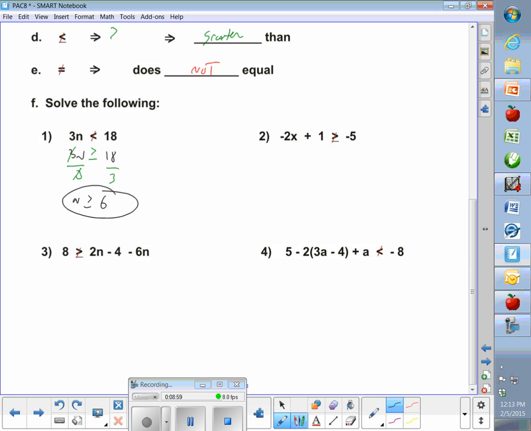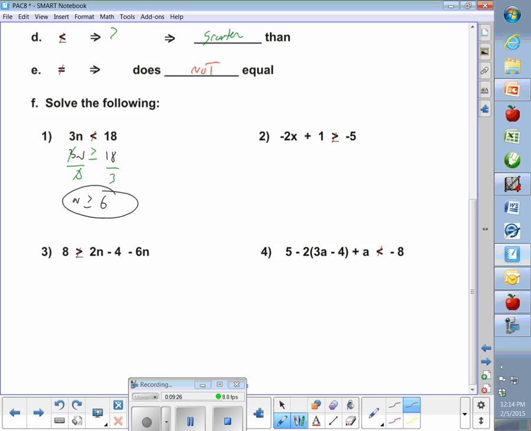Okay, so number 2. So class, what are you going to do first on number 2? Take care of the negation, right? So let's see. Antonio, what symbol would you put for the inequality symbol? Less than or equal to. How many agree with Antonio? Less than or equal to.